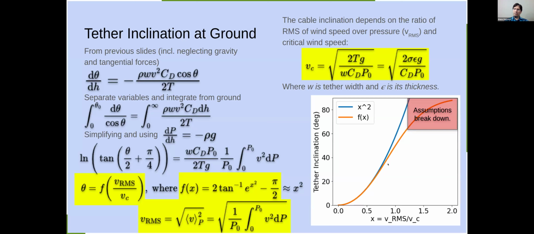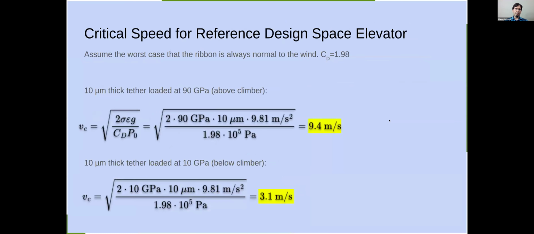We can plot it over here. On the x-axis is the ratio, VRMS over V critical. And here on the y-axis, we have the inclination. So the inclination increases. And after a while, we get into a zone where some of the assumptions I made start to break down, and you don't want to trust these curves too much.